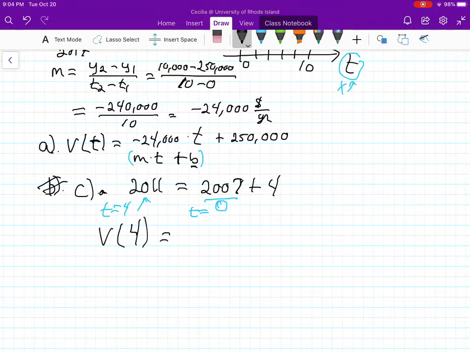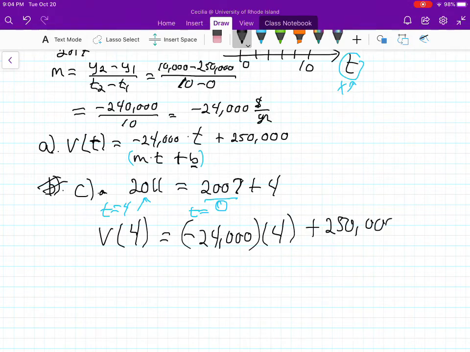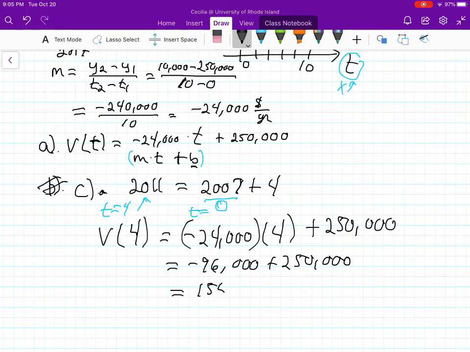So the value of the function at time t equals 4 is minus $24,000 times 4 plus $250,000. So we put this into our calculator and we can do the math. And we see that this is equal to negative $96,000 plus $250,000. And putting this in our calculator, we get that the final answer is $154,000.